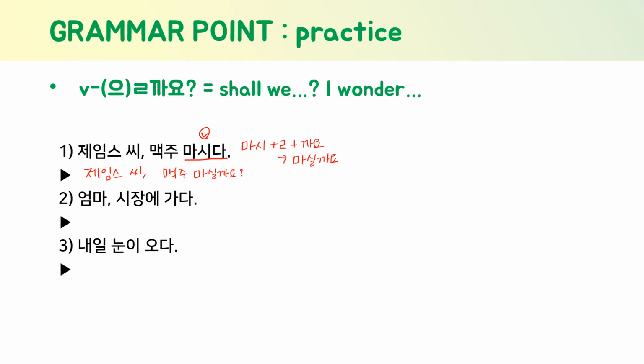엄마, 시장에 가다. What's the verb here? That's right. 가다 is a verb, which means to go, right? So 가 is the stem, and ㄹ까요. So it becomes 갈까요. So the whole sentence, 엄마, 시장에 갈까요?